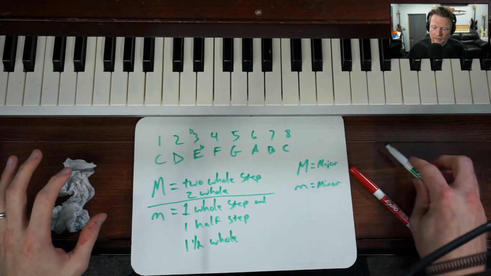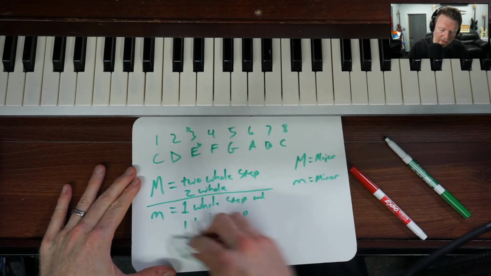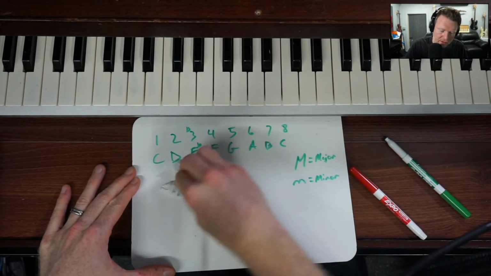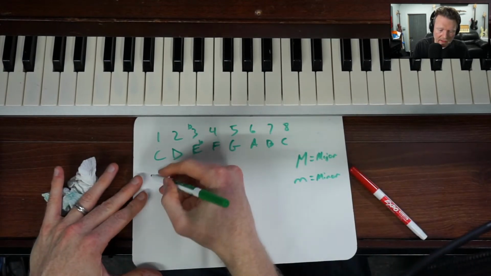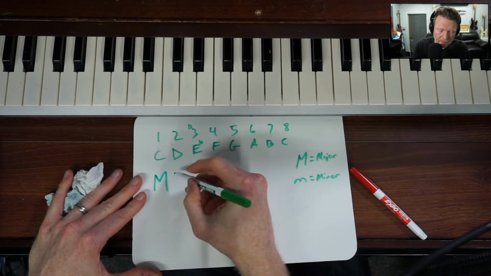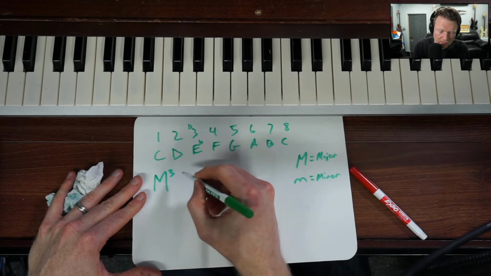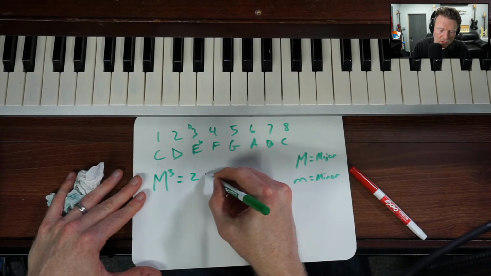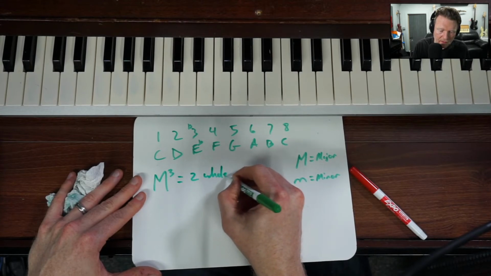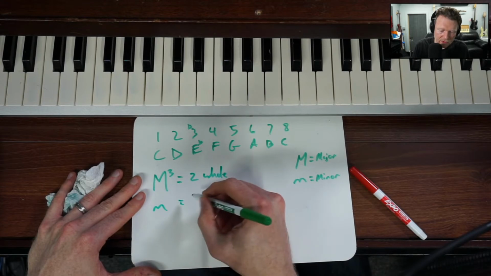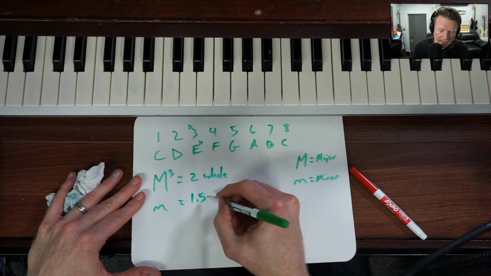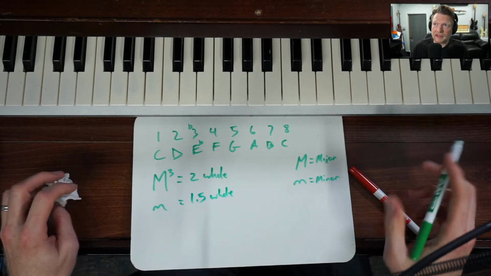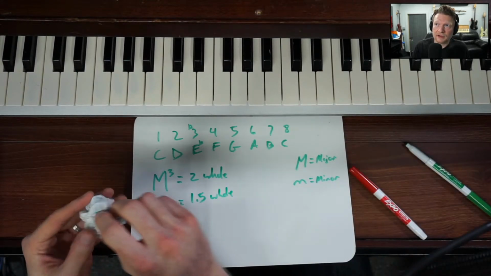So, again, I'm going to rewrite this a little bit better, where it's a little bit easier. The major third, I'm going to write the little 3 so we can see it. Major third is equal to 2 whole steps. And a minor third, I'll write it out this way, is equal to 1.5 whole steps. Hopefully that makes very good sense.